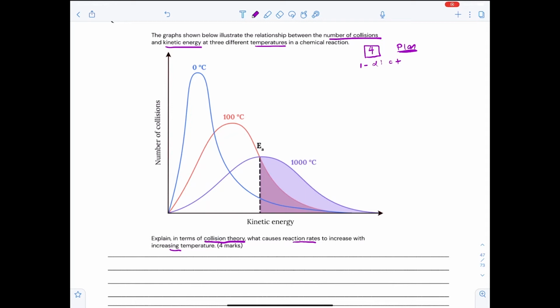How many curves do we see in this graph? 3. Yeah, right? So doesn't that mean 1 mark for each curve? You need to explain each curve with 1 mark, right? So let's start by looking at these graphs. What are they saying? We'll start at the one at 0 degrees. What is this saying, everyone?